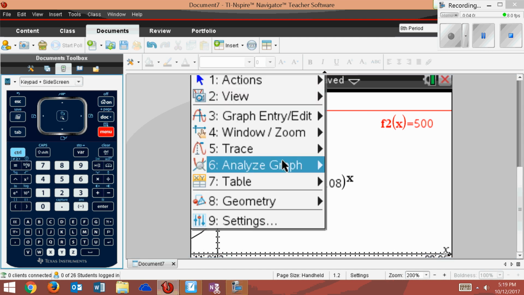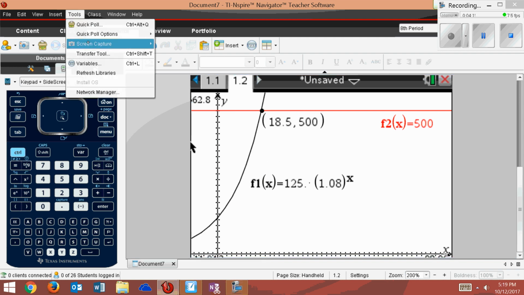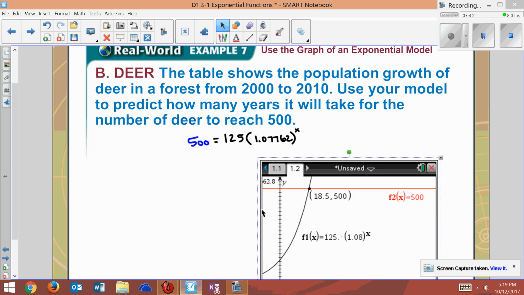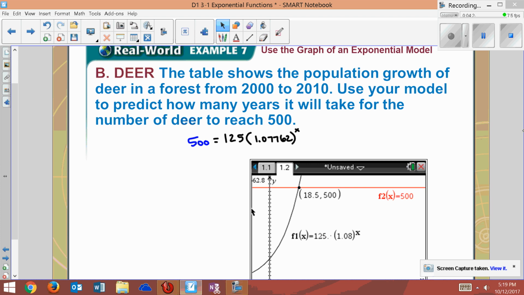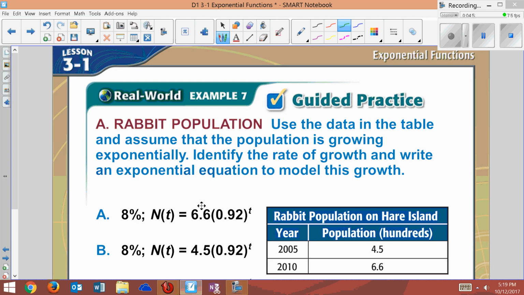So we'll go Menu, Analyze Graph, and I'll look for the intersection. Again, if you're on Desmos, you would just touch it and see what it says about the values. So now I can tell you that 18.5 years in, we would have 500 deer. So I'll put 18.5 years, which is in the middle of 2018, is another way of thinking about it. All right, so now you can try this one and see what you come up with.